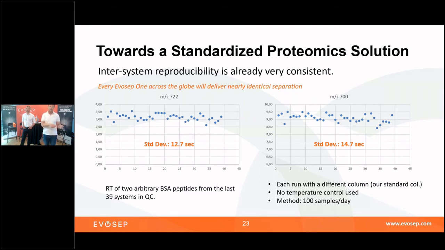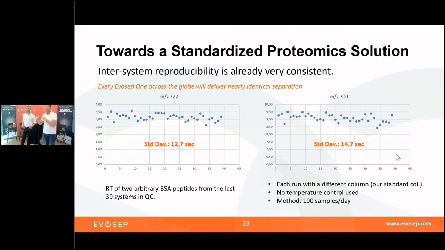Last year at ASMS, I was showing this exact data set where we had looked at the retention time for the first 39 systems that went through QC. Here we're just tracking the retention time of two arbitrarily chosen peptides from a BSA digest. What you can see is almost the exact same elution time. The standard deviation for one peptide is around 12 seconds and for the other about 15 seconds. As I said last year, we were hoping to get below 10 seconds in standard deviation.